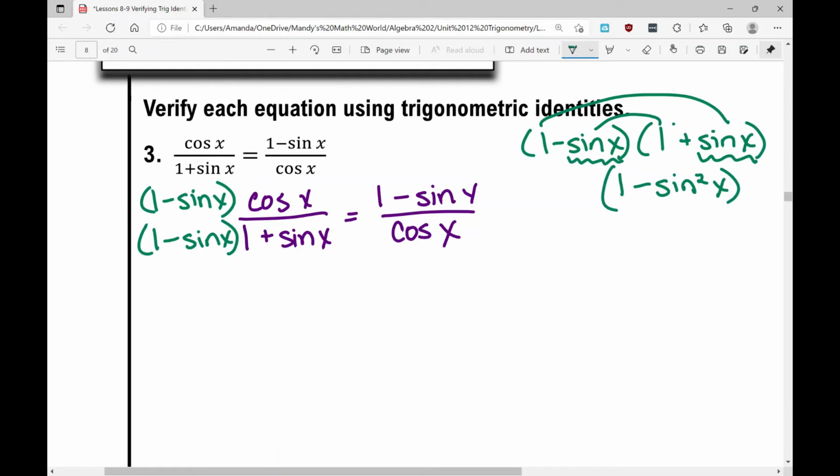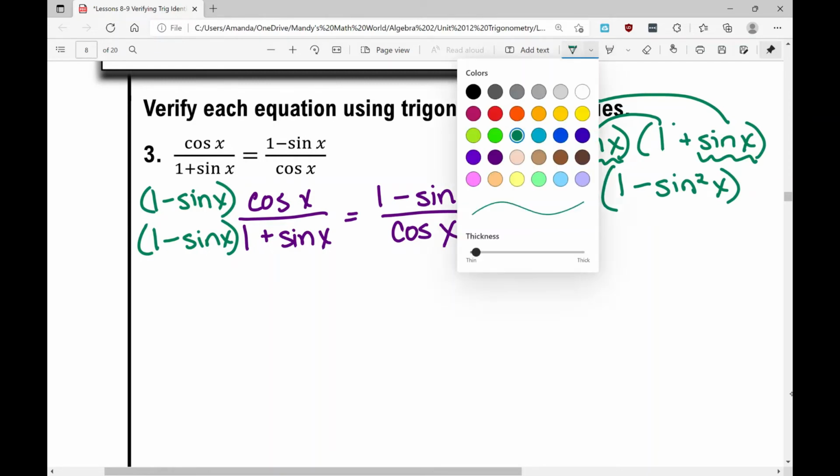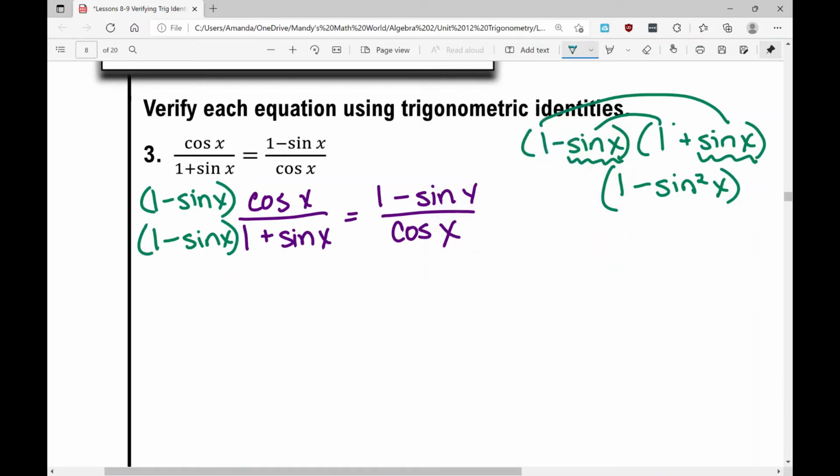And guess what? That is a difference of 2 squares. And that's why we multiply by that conjugate. It's a difference of 2 squares. It eliminates those two inner terms, right? The plus sine x and the minus sine x.